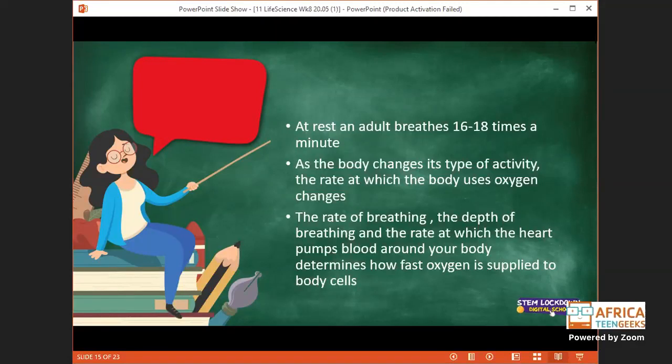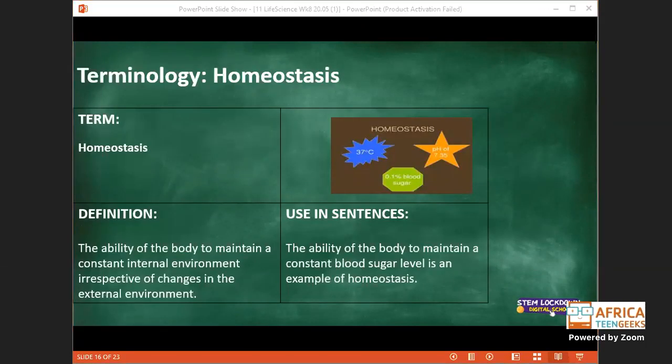So when you are at rest and not doing anything, the oxygen you use would most likely be less than when you are running or playing outside. When you're playing or running outside, your body would most likely use more oxygen as compared to when you are at rest. And then the rate of breathing, which is basically how fast or how slow you breathe, and the depth of breathing, which is how much oxygen you take in and how much carbon dioxide you diffuse out, and the rate at which the heart pumps the blood around your body determines how fast oxygen is supplied to the body cells.